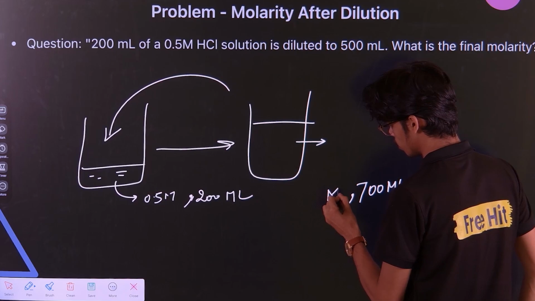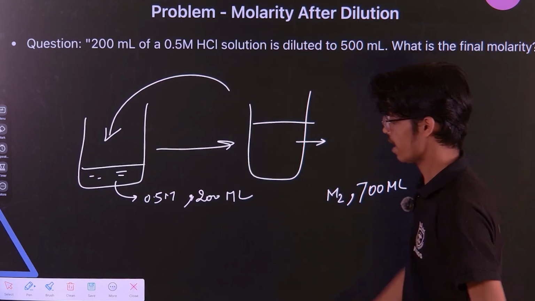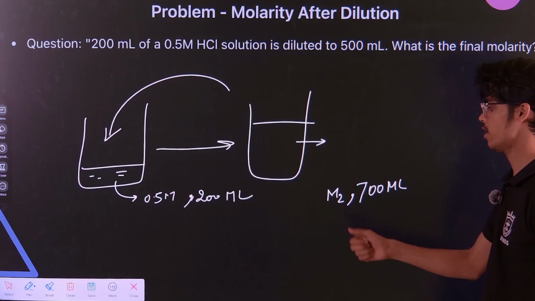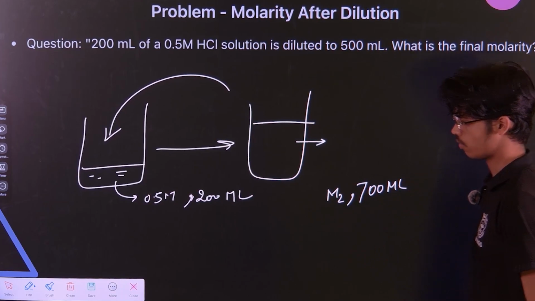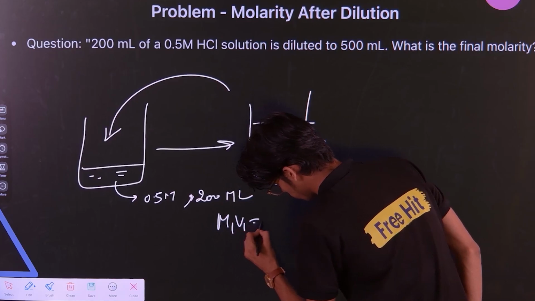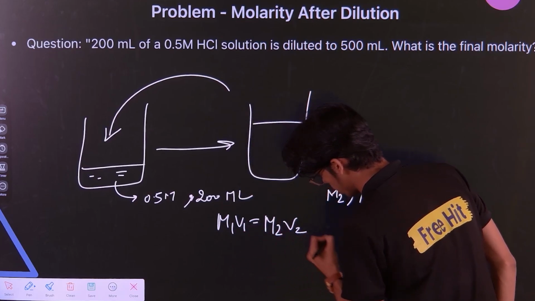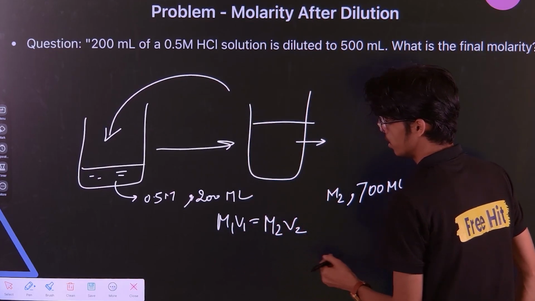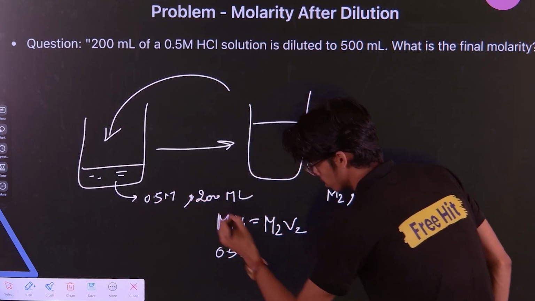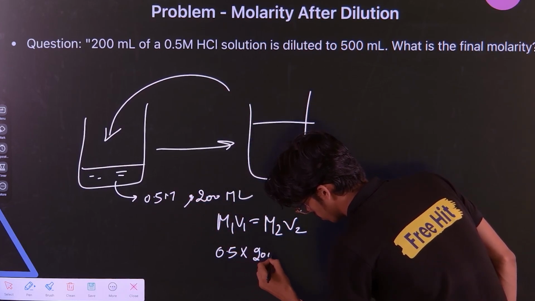We do not know the final molarity, right? So we have the initial molarity and initial volume, we have to find the final molarity, and the final volume we know. So what is the formula that we studied? M1V1 is equal to M2V2, right? Now in M1V1 equal to M2V2, what is M1? 0.5. What is V1? 200 milliliter.